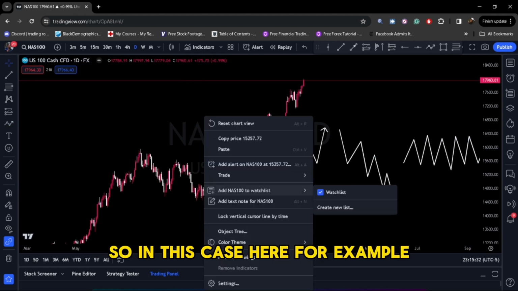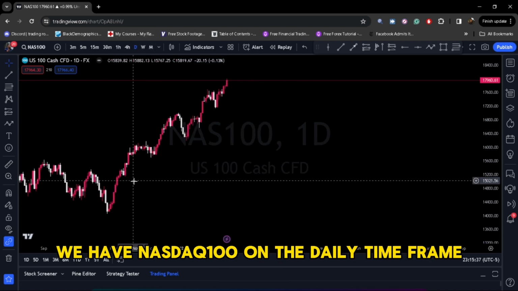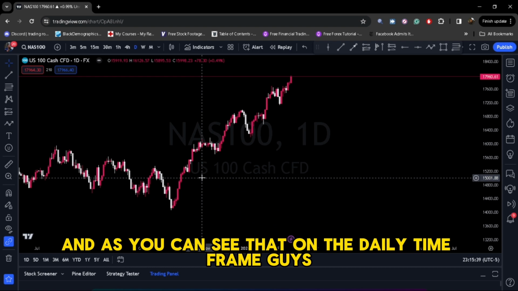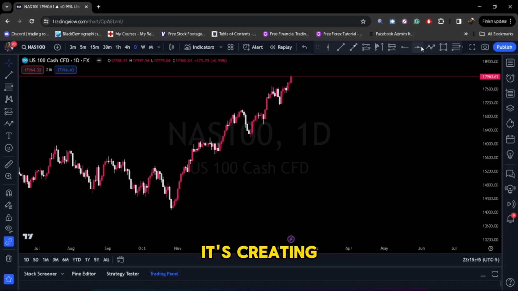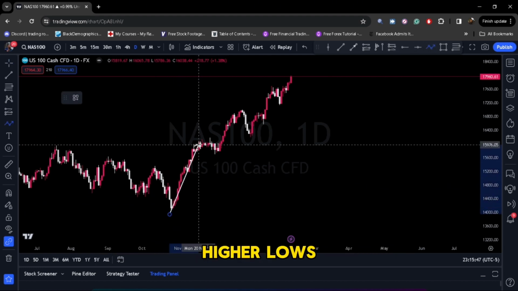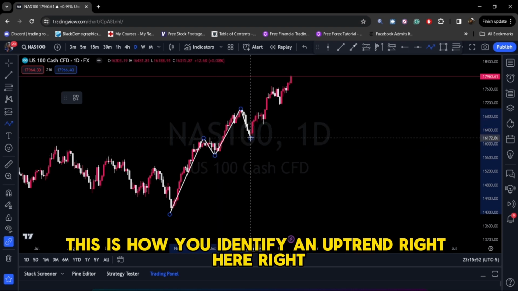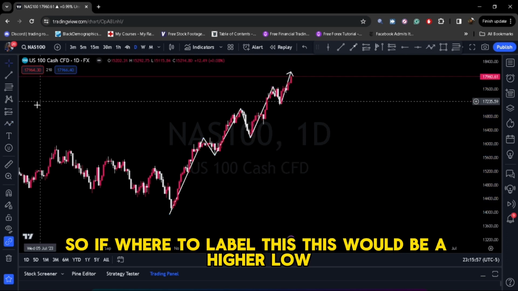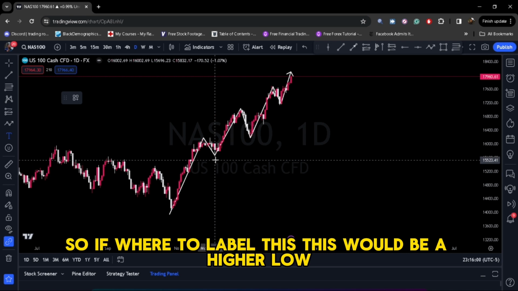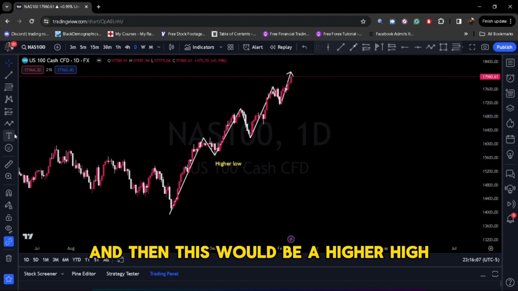So in this case here, for example, we have Nasdaq 100 on the daily time frame, and as you can see guys, currently NAS is in an uptrend, right? It's creating higher lows and higher highs. This is how you identify an uptrend right here, right? So if we were to label this, this would be a higher low and then this would be a higher high.